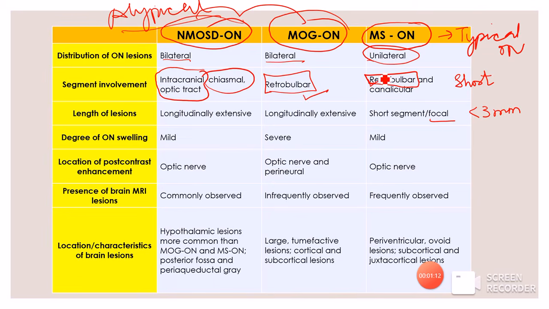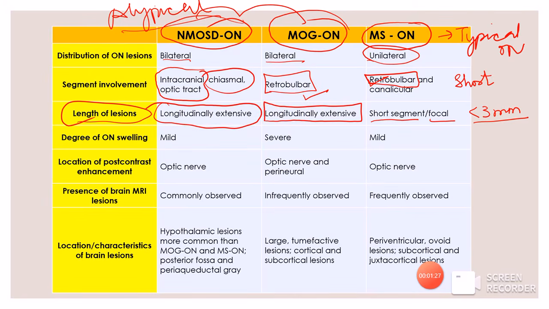Now, how do you differentiate the MS retrobulbar and the MOG retrobulbar? It is by the amount or the length of the lesion. In multiple sclerosis, it is a short segment involvement that is less than 3 mm. However, in MOG optic neuritis, it is a longitudinally extensive involvement. Similarly, in NMO also, it is longitudinally extensive, that is more than 3 mm of involvement. Now, based on the signs, how can you differentiate? In multiple sclerosis optic neuritis, usually there will be a mild optic disc swelling, right? In NMO also, it can be mild because most of it is involving the intracranial part and the chiasmal part. However, in MOG, although it is retrobulbar, the inflammation is very severe.